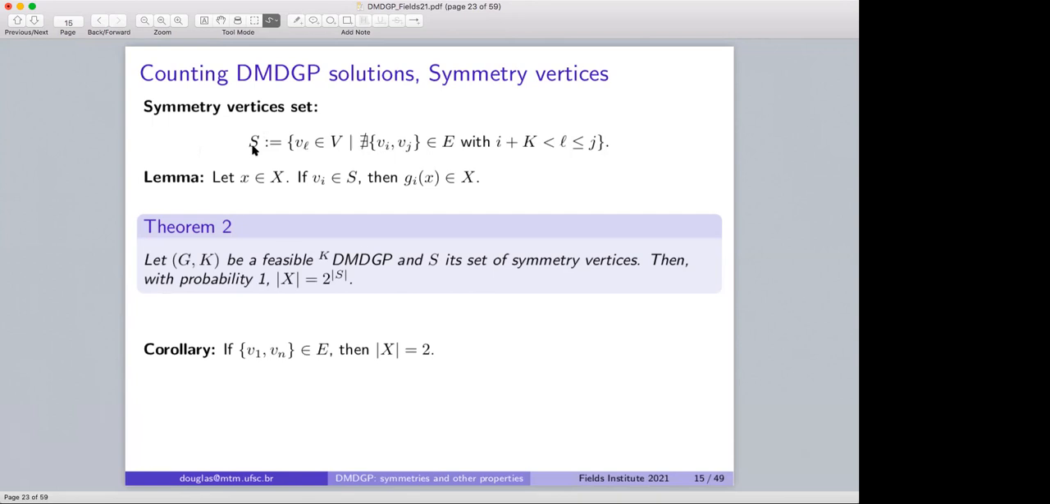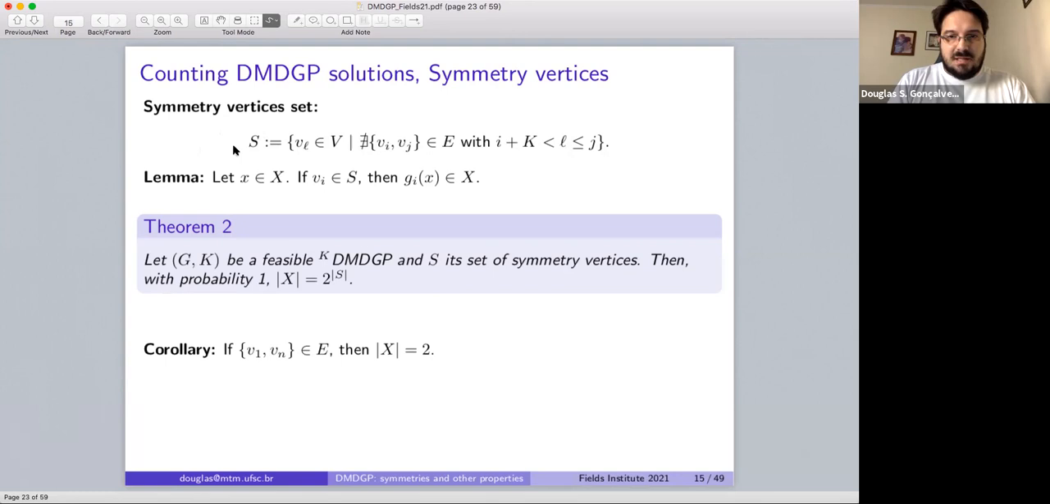Okay. So this set, which is called the symmetry vertex set, is really important because it reveals through which hyperplanes we can perform partial reflections and still remain in the solution set. So if you have X in the set of solutions of the DMGP instance and VI is a symmetry vertex, it means it belongs to this set, then if you apply a partial reflection to X, this guy remains in the solution set.